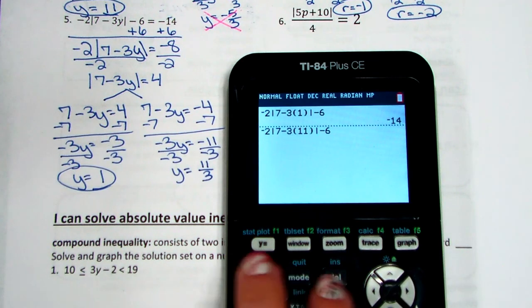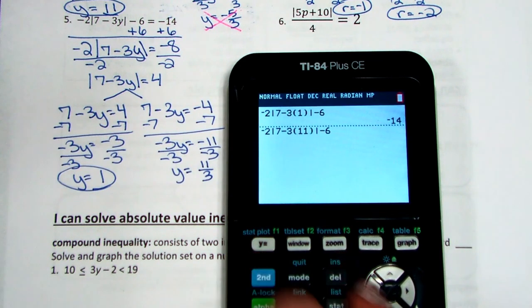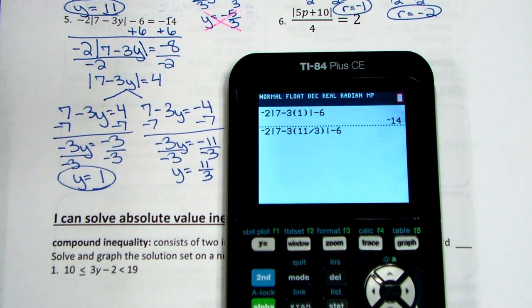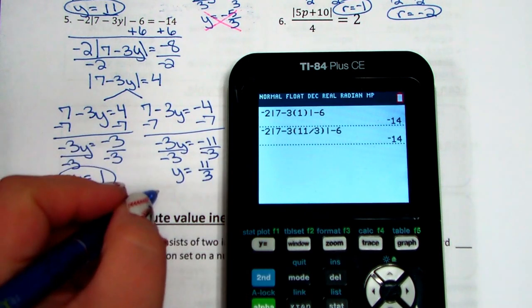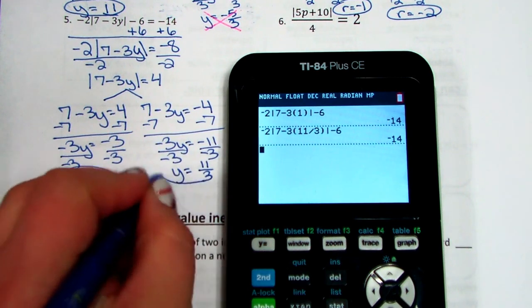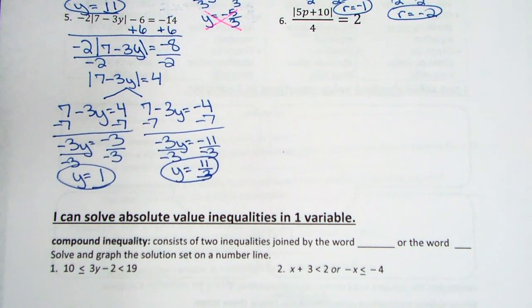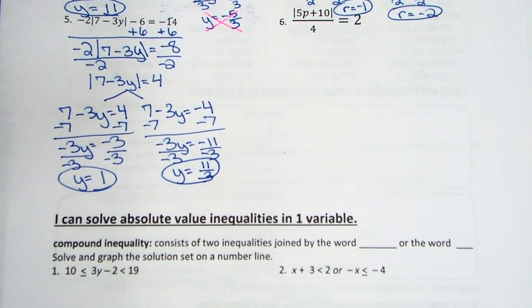calculator. So insert, I have 11 over 3. And if you're unsure about any of these things that we're telling you on the calculator, it's okay. You can type in the whole thing again. It will not cost you as much time as you think. So I plugged in 11/3 in for y, and I get negative 14, which is what I was looking for. So there's my solution. 11/3 and 1. One more problem.